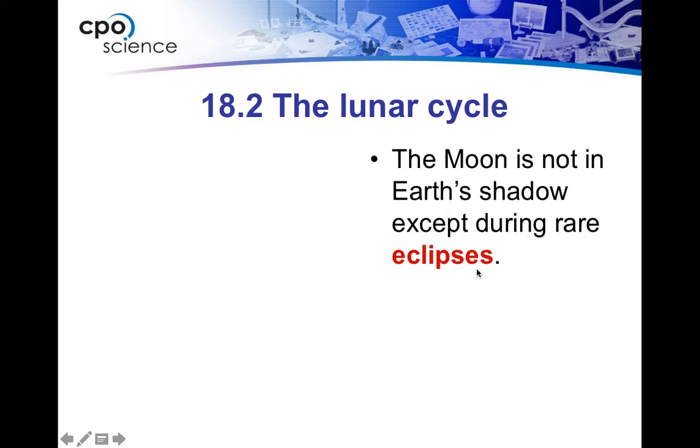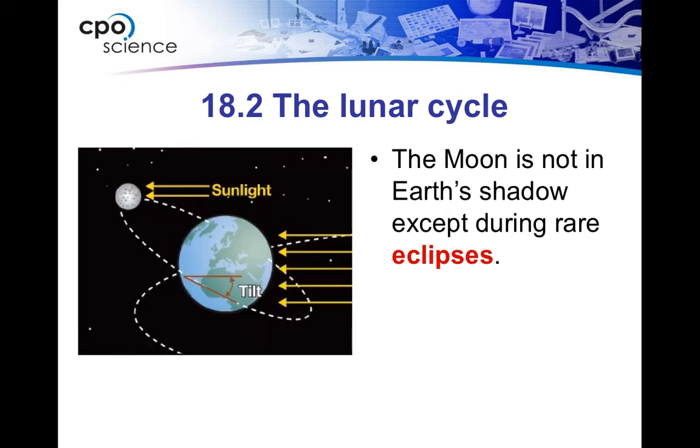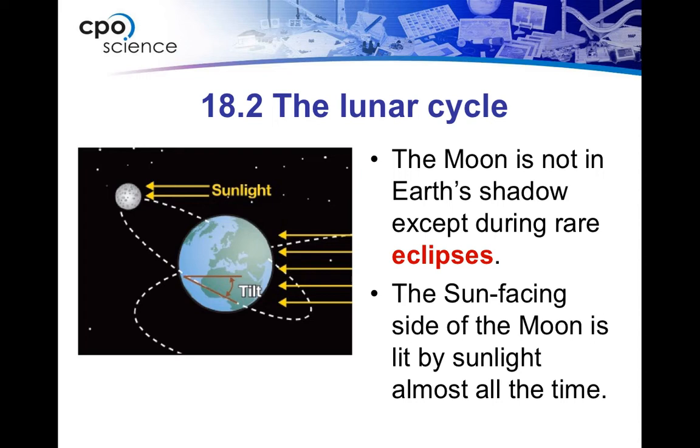So the moon is not in Earth's shadow except during an eclipse. So it's always kind of out there. We can always kind of see it unless it is eclipsed. The sun-facing side of the moon is lit by the sun almost all the time. So you have the sun-facing side and the dark side of the moon.